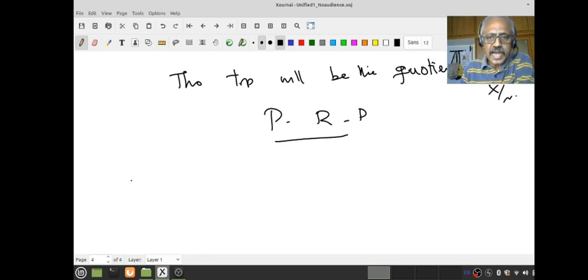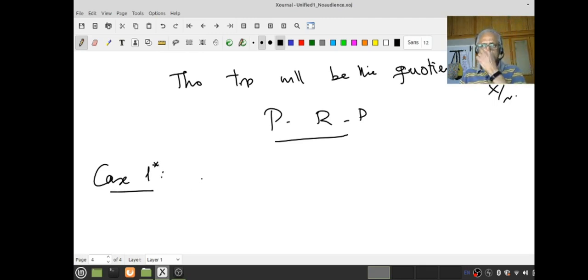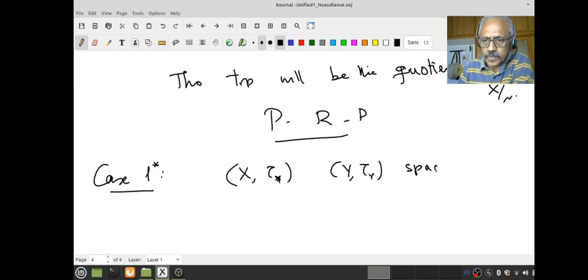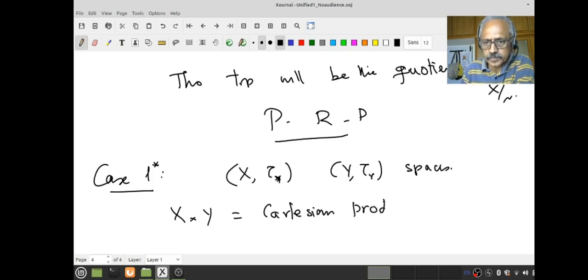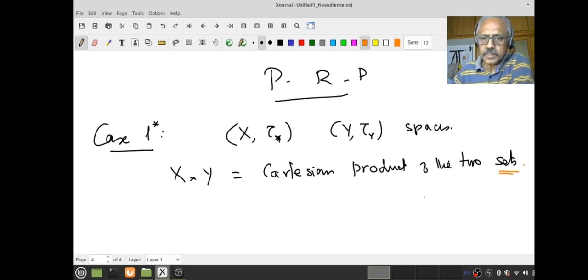Okay. Now, there is a slight variation of the first case. This is case 1 star. Suppose (X, tau X) and (Y, tau Y) are topological spaces. This is given to me, right? Now I can get a set out of this X and Y, namely the Cartesian product. So let X cross Y be the Cartesian product of the two sets. The crucial word is that they are sets now. Therefore the Cartesian product, right? Now I said it's a generalization of case 1. Now can you think of what should be the question I should ask?